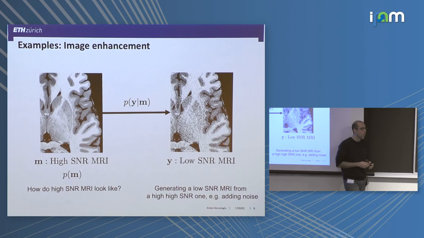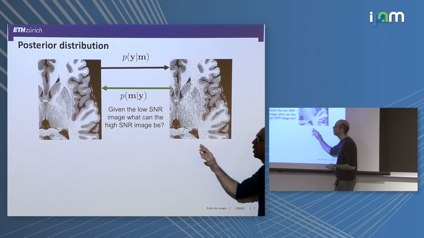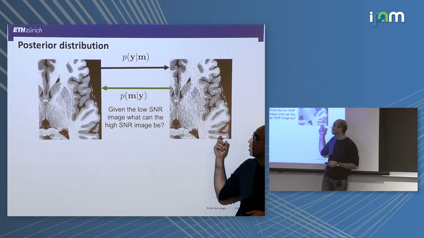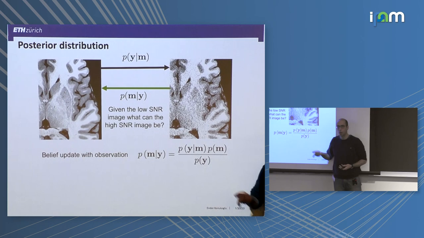Now, in Bayesian inference, what we're most interested in is the posterior distribution. So we usually see the observation and ask the question, what are plausible identities of interest that might have given rise to the observations that we've seen? What this means is I start with my prior belief of what the world should be, and then I use the Bayes update rule to update my belief and to match things to the observations.